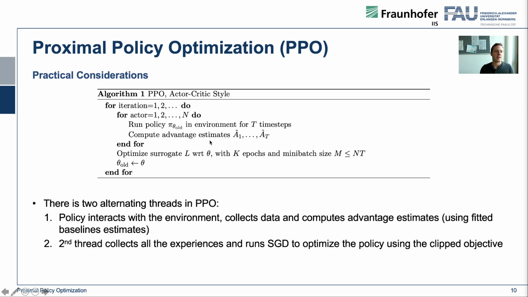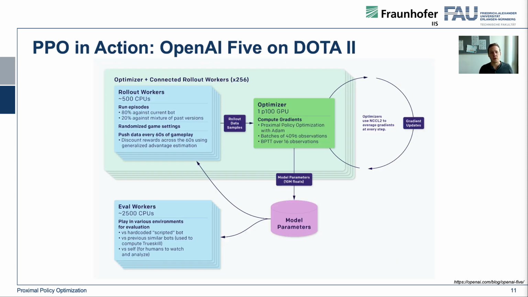But it turns out that you actually have two alternating threads in PPO. The first thread lets the policy interact with the environment, so let the policy collect data and compute advantage estimates using a previously fitted baseline estimate. The second thread collects all the experiences and then runs something like stochastic gradient descent to optimize the policy using the clipped objective function. And it turns out that this allows a lot of parallelization and distribution of your task.